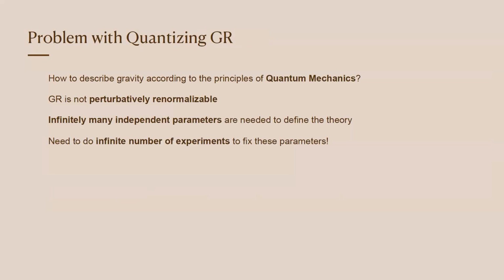So the question is how to describe gravity according to the principles of quantum mechanics. The problem is general relativity is not perturbatively renormalizable. So the theory contains infinitely many independent parameters. That means we need to do an infinite number of experiments to fix these parameters. Like in electromagnetism, we have mass and charge.